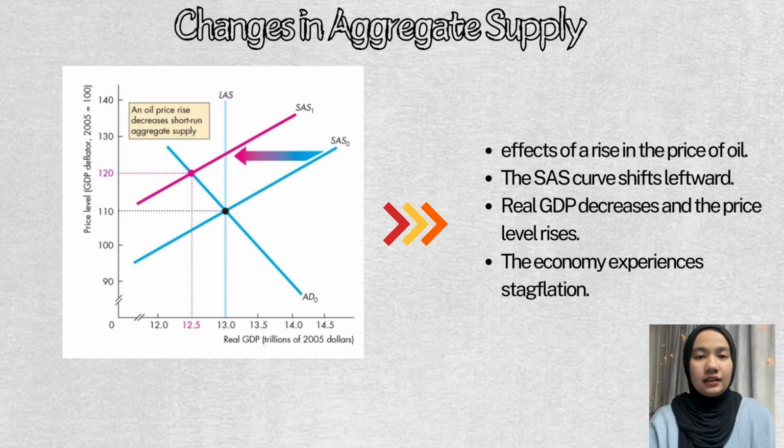Next is changes in aggregate supply. The figure shows the effect of a rise in the price of oil. It shows that the short-run aggregate supply curve shifts leftward. That will cause real GDP to decrease and the price level to increase. Thus, the economy will experience stagflation. Next, I will pass to the next presenter to explain about fiscal policy.